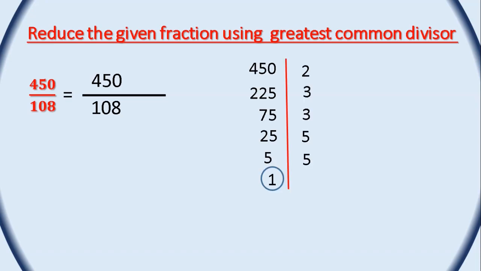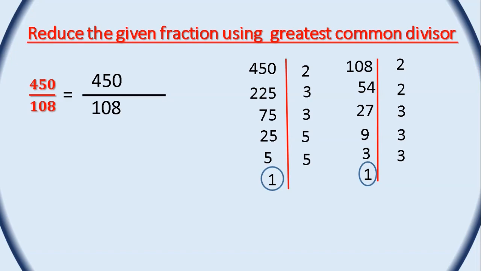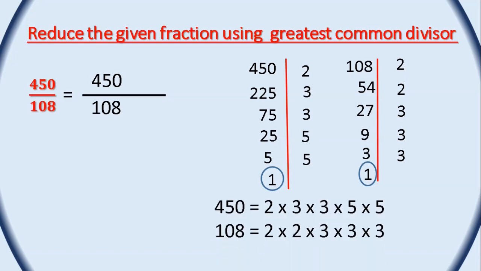First, we write the prime factorization of 450 and 108. 450 equals 2 times 3 times 3 times 5 times 5. 108 equals 2 times 2 times 3 times 3 times 3.